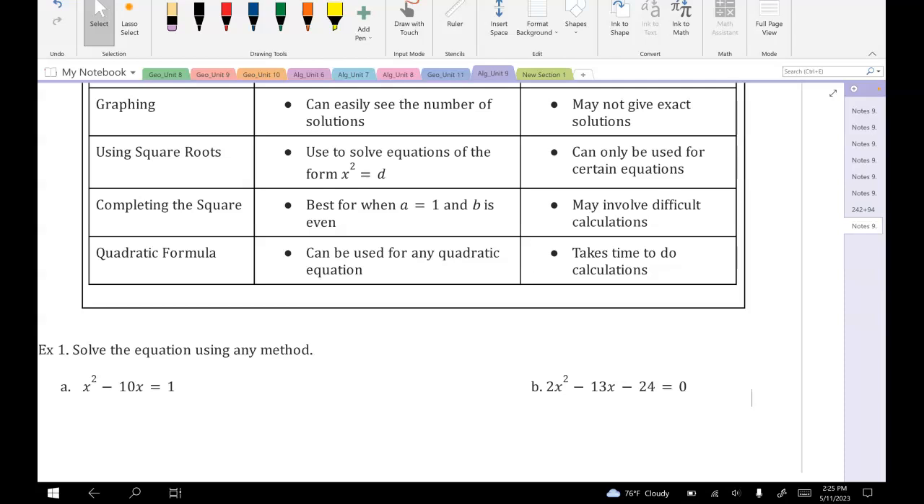So for these 4 examples on the bottom, I'm going to choose a different method for each, so you can see each one in action. On your homework, if you take a peek at it, your front side is solving using square roots, completing the square, and the quadratic formula. And then on the back side, you get to choose what you want to use.